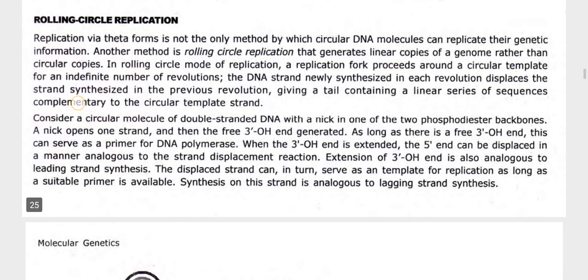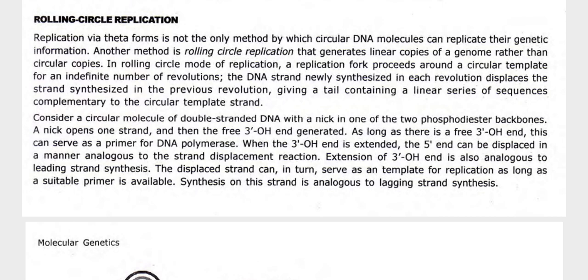Next is rolling circle replication. Replication via theta forms is not the only method by which circular DNA molecules can replicate their genetic information. Another method is rolling circle replication, which generates linear copies of genomes rather than circular copies. In the rolling circle model of replication, a replication fork proceeds around a circular template for an indefinite number of revolutions.